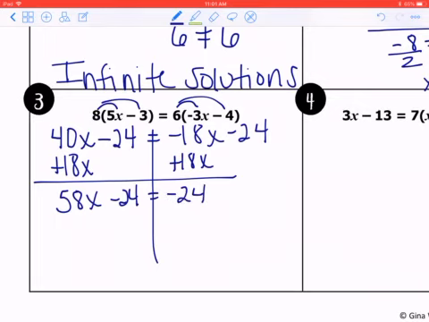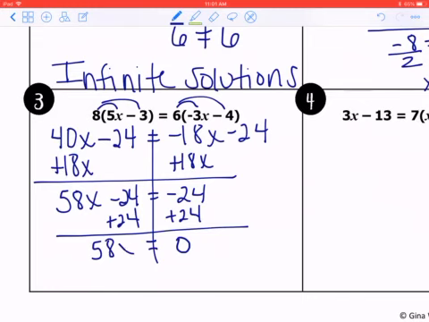Okay, something weird is starting to happen, but let's keep going. We'll add 24. Now negative 24 plus 24 we know is 0, so it does cancel. I'm going to go ahead and put the 0 there. So now we still have a variable, it just happens to equal 0, and that is okay. I'm still going to go through the motions, divide by 58. 0 divided by 58, we all should know now, is 0.